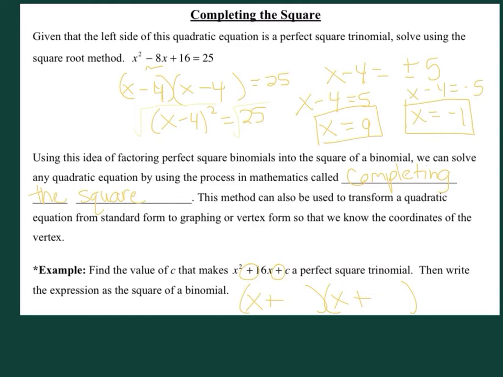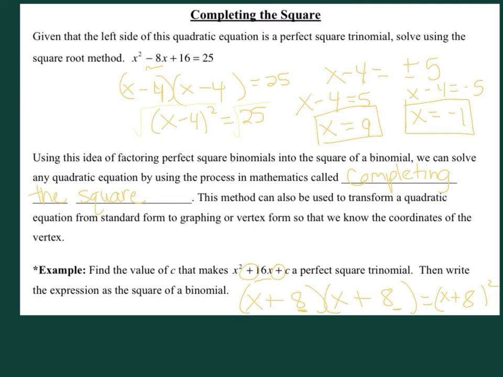We want to add to 16, but in order for it to be a perfect square trinomial, so to be able to write it as x plus something squared, I need the same number here and here. Well, that means I'd need half of 16 in each position, so that together they add to 16 with the same number, so it would be 8 and 8. So that we'd have x plus 8 quantity squared. If we multiplied it out, we'd have x squared plus 8x, which would be the 16x, plus 64.